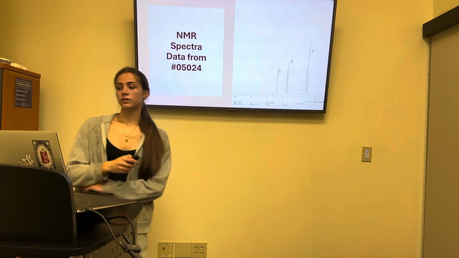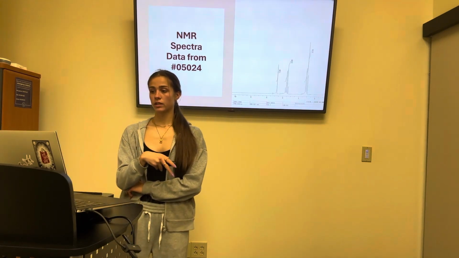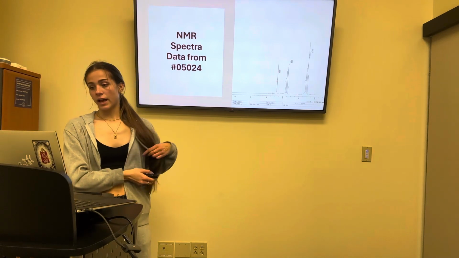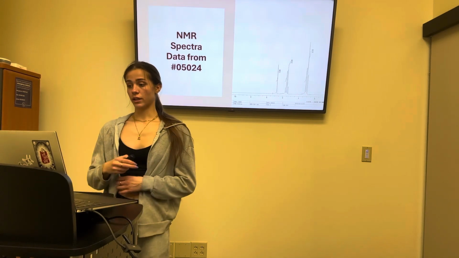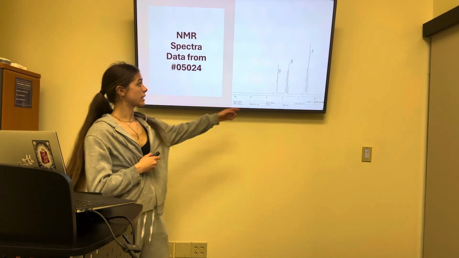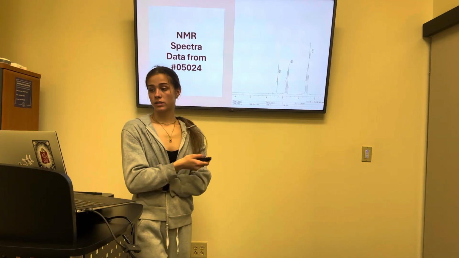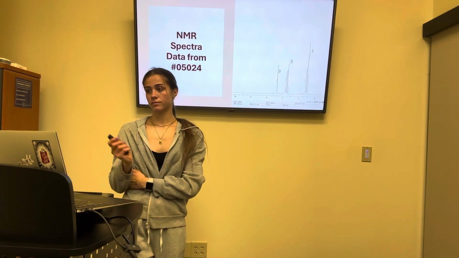So NMR yields two important pieces of information: the number of H atoms present, the number of peaks, and the relative numbers of each type of H group, the ratio of the areas shown here. This can be found using the NMR spectrometer or estimated by hand.